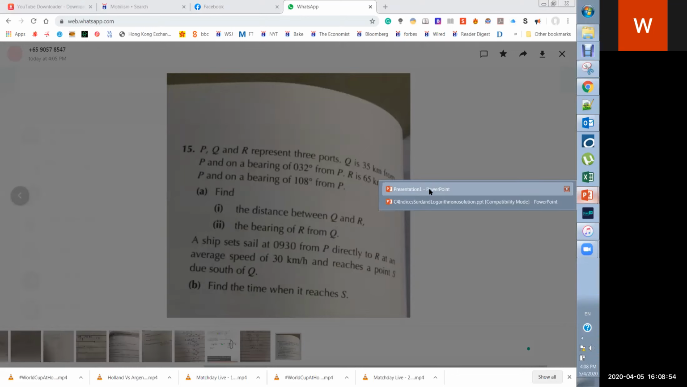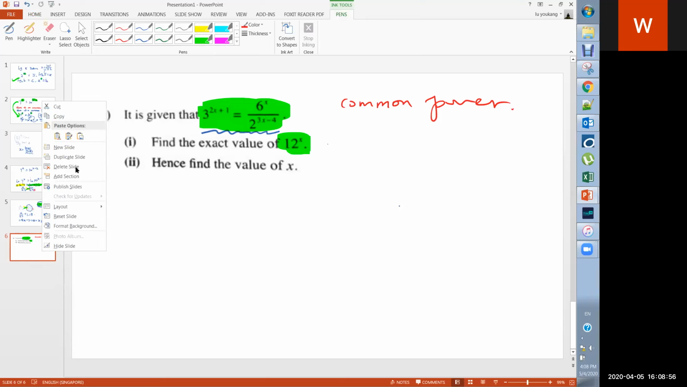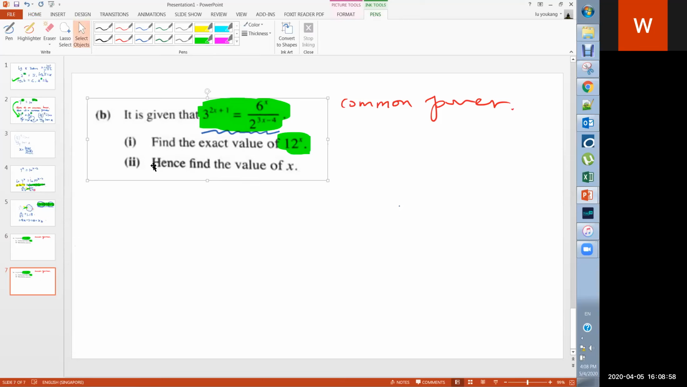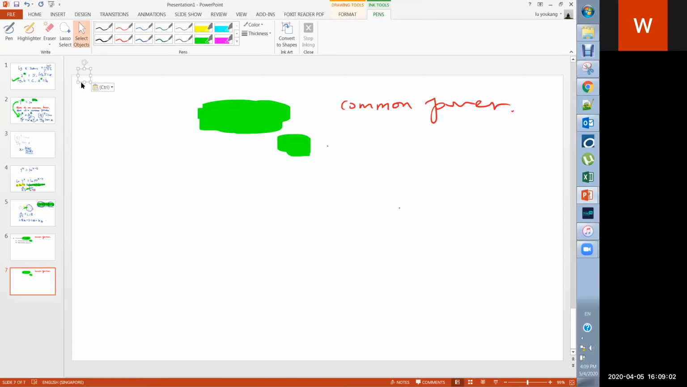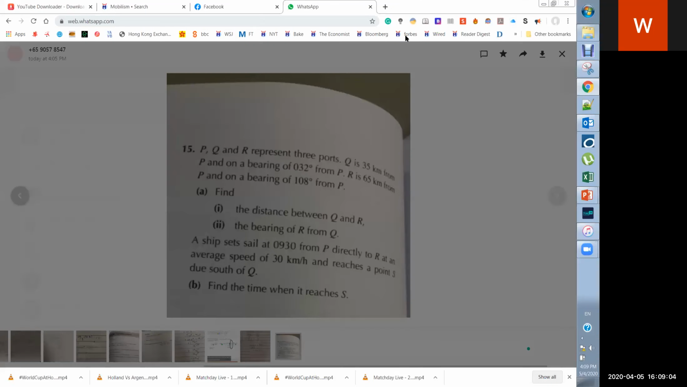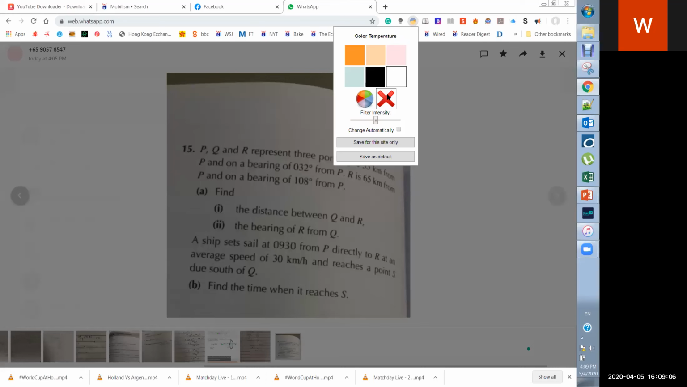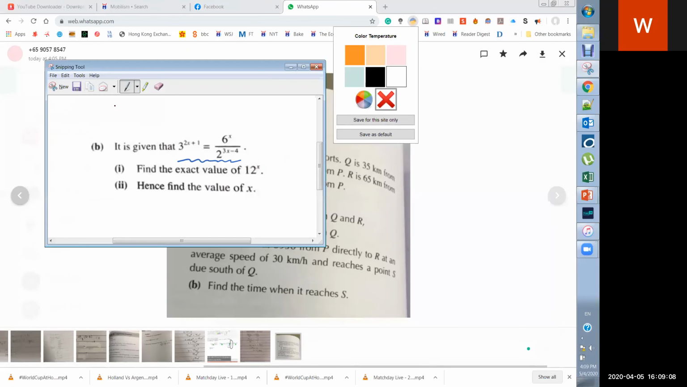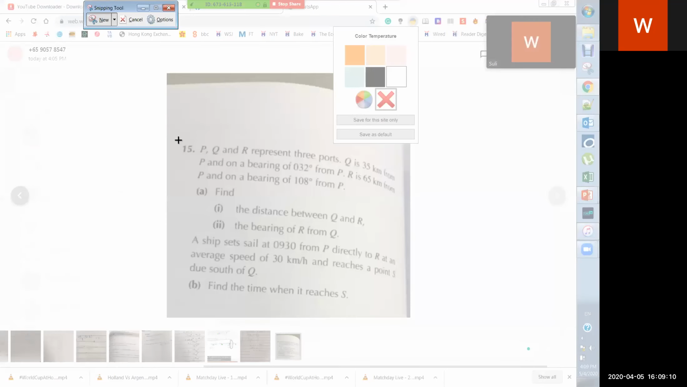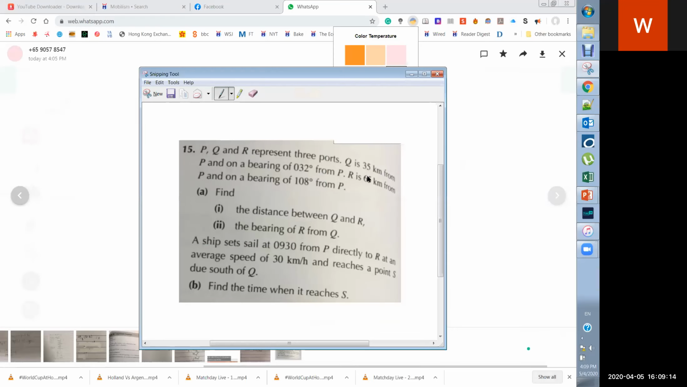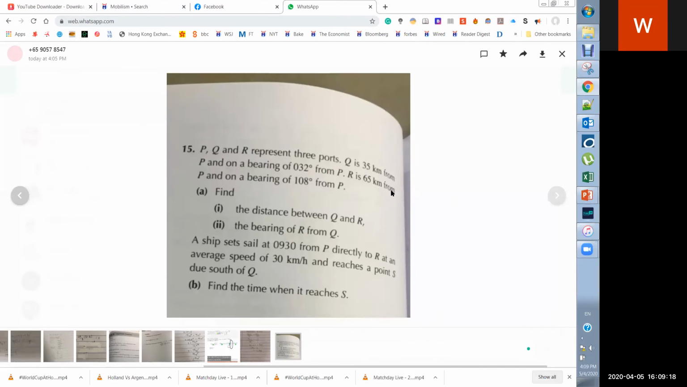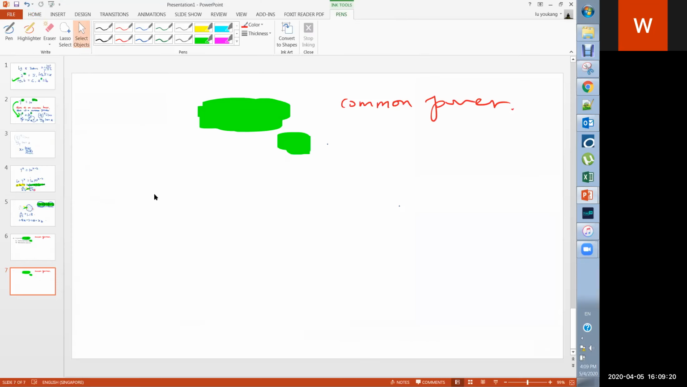Okay, don't worry. Right now, let me go through this question. I'm trying to get the email question to here. Let me see if I can get it. Okay, I can get the question already. So let's talk about the logarithm or the indices question first before I talk about this email question.